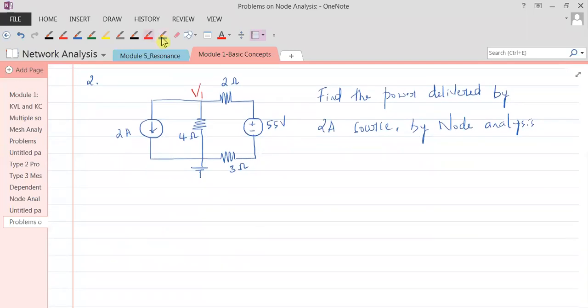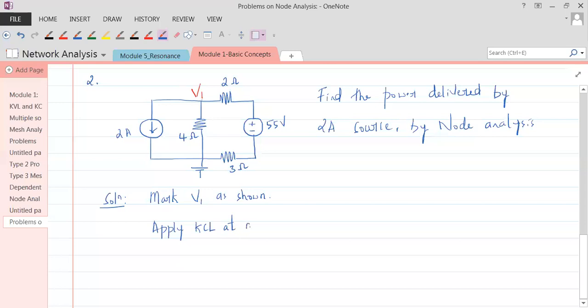Fine. What we shall say now in the solution, first we have to say mark V1 as shown. Next, what do we do? Apply KCL at node 1. How many branches? 3 branches. How many currents? 3 currents. All the 3 are leaving.